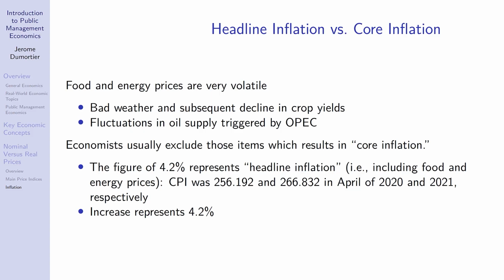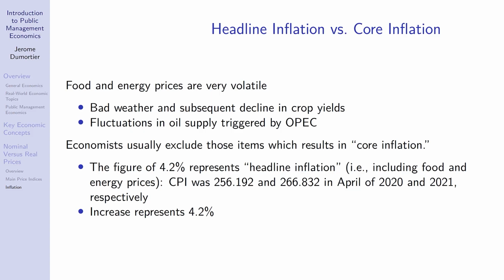Since food and energy prices are very volatile, economists usually exclude those items from the CPI and calculate what is called the core inflation. The core inflation excludes food and energy prices from the CPI when calculating inflation. If you are including all the items, then we are talking about headline inflation, which includes food and energy prices.